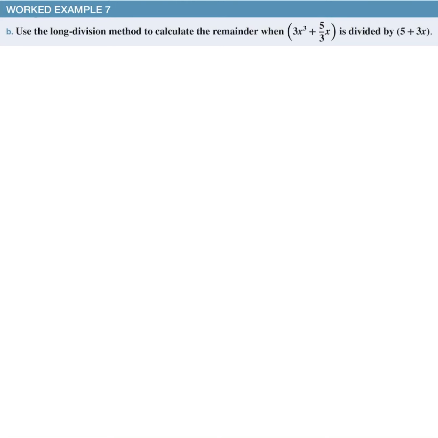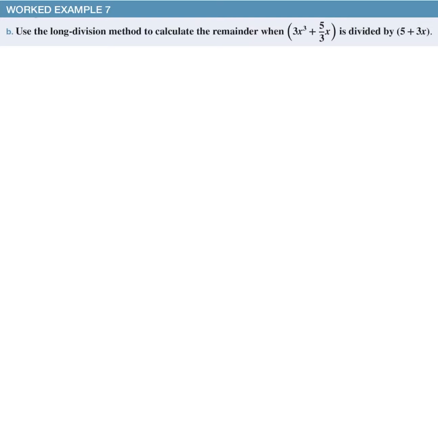In this example, they're asking us to use long division to calculate the remainder if I divide 3x cubed plus 5 over 3x by 5 plus 3x. It's going to be a harder question, so let's see what we can do.